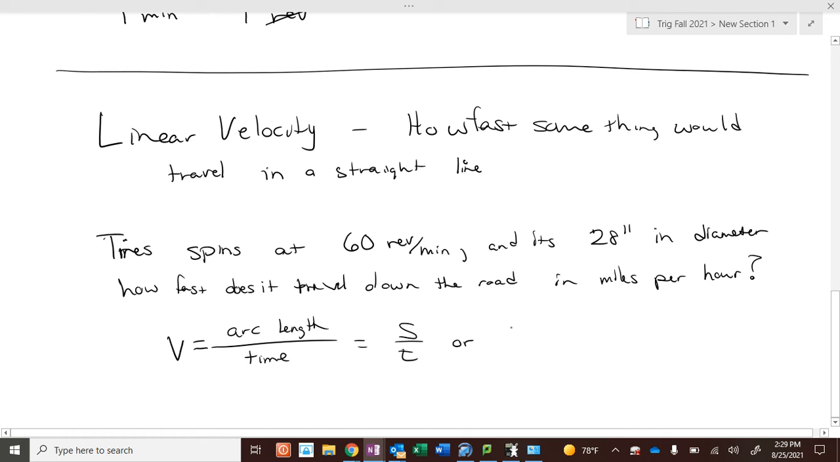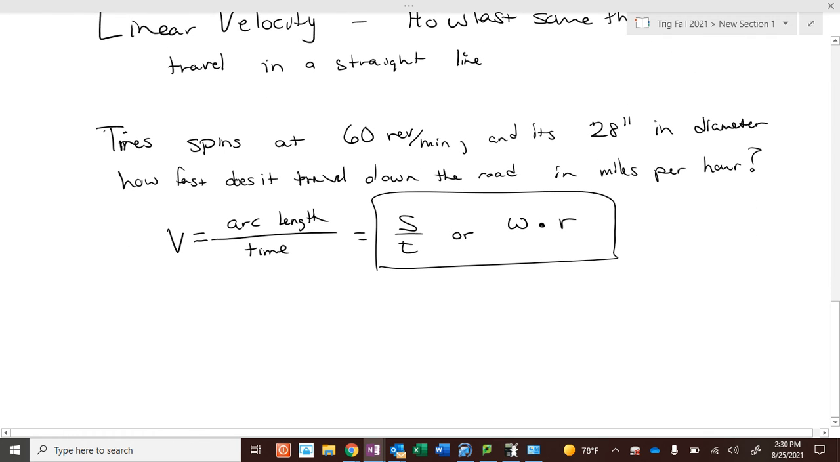Or you take the angular velocity times the radius. So if you have angular velocity already, you just take it times the radius. If you don't, you take the arc length divided by time. Okay? So these two formulas allow us to figure out what linear velocity is. Now, most of the time, we go with this one. But know that it also works with that.